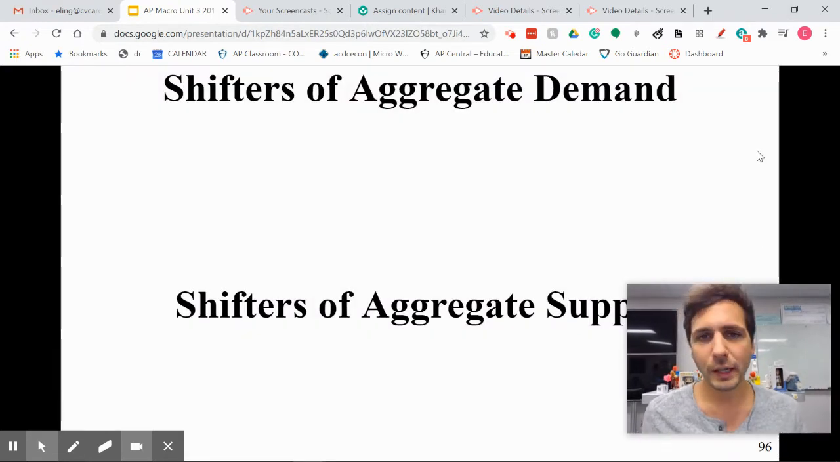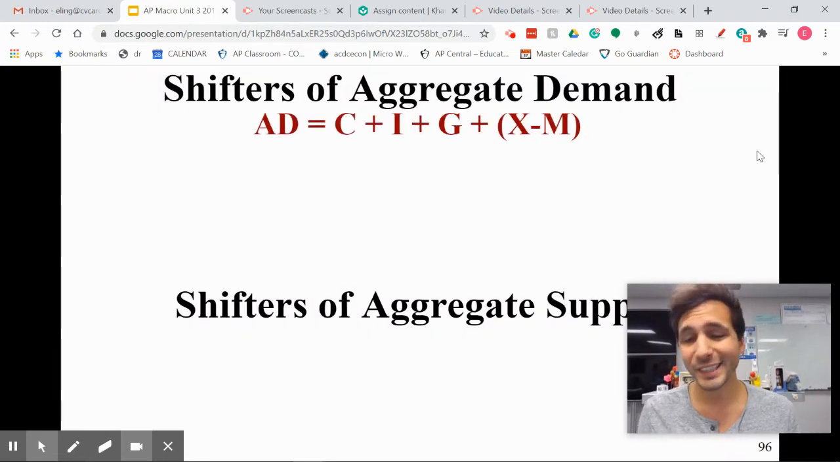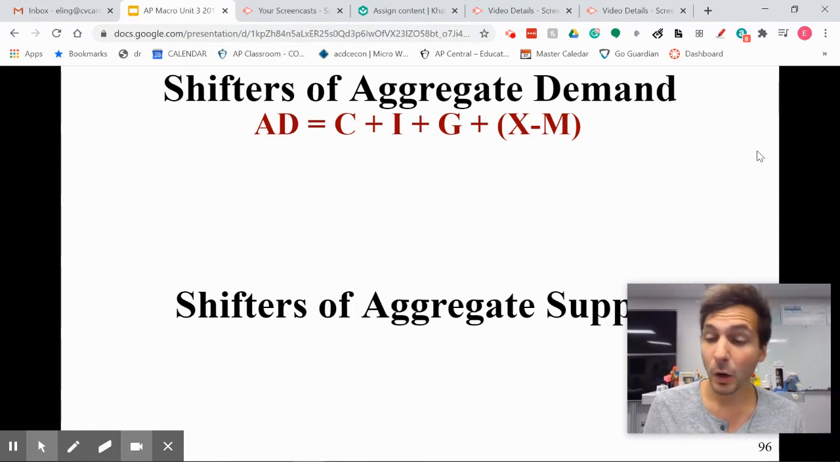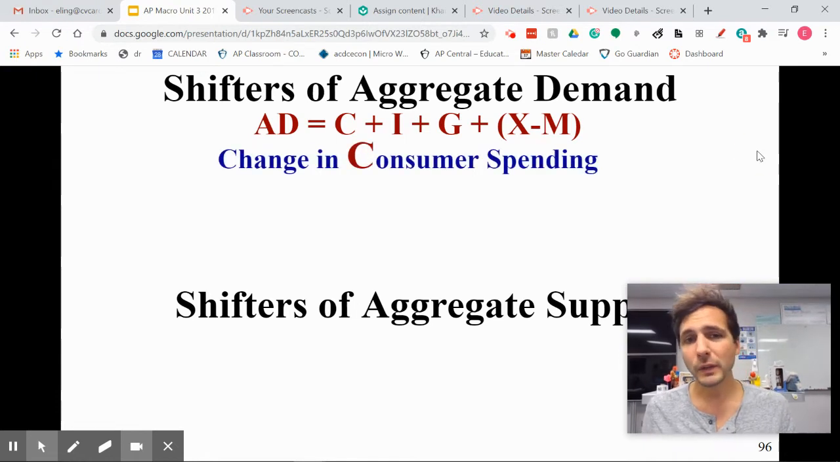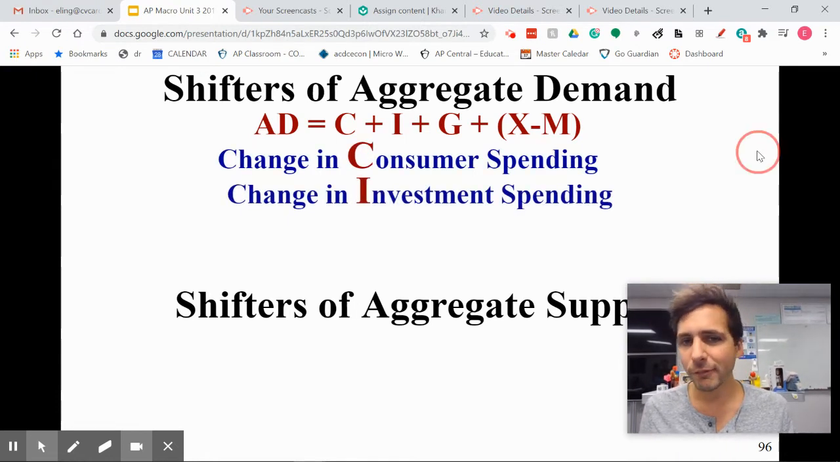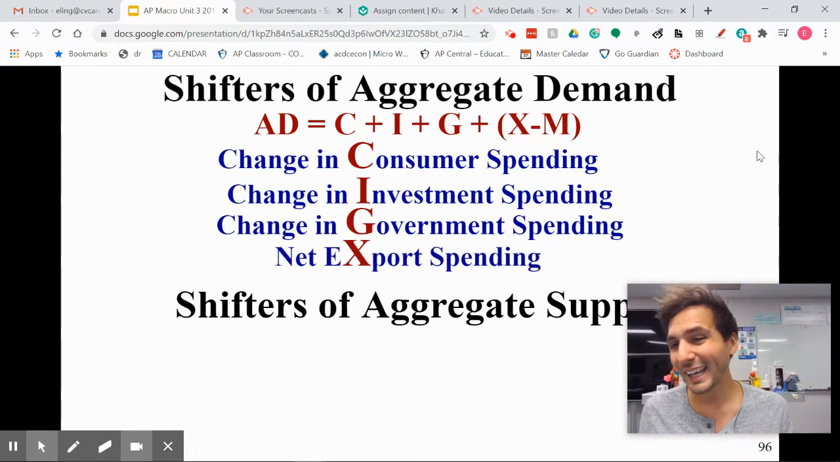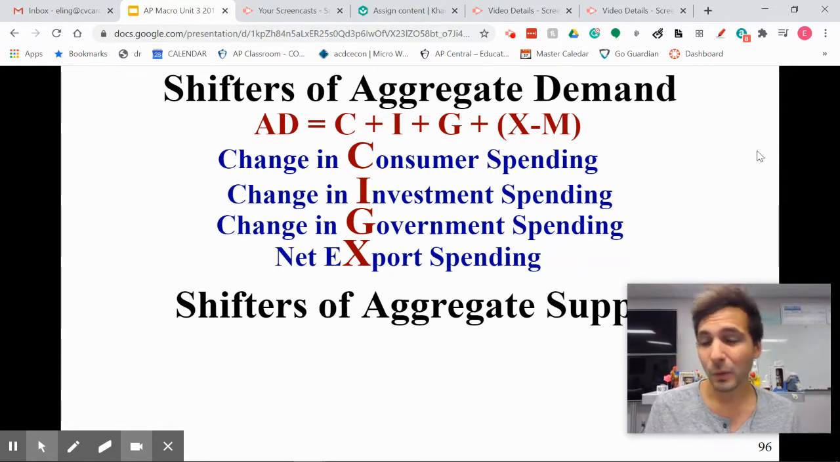So what are the shifters of aggregate demand? You know them already. It's Sig-Jigson. Consumption plus investment plus government spending plus net exports. Remember, net exports is made up of two elements, exports minus imports. So be careful with that. So there you go. Changes in consumer spending, investment spending, government spending, and net export spending are going to shift aggregate demand to the right or to the left.